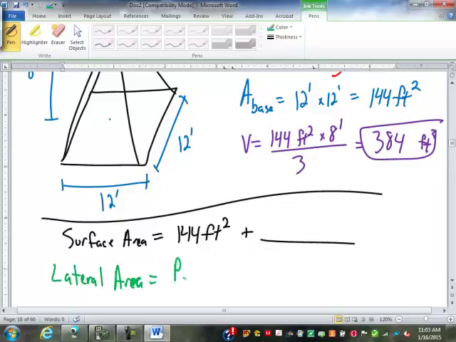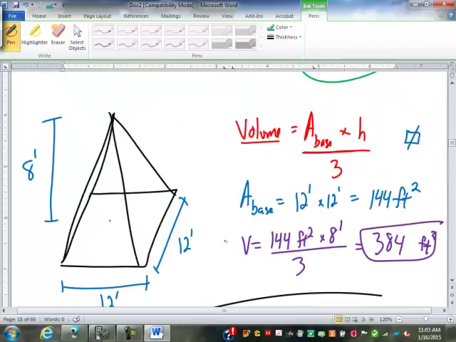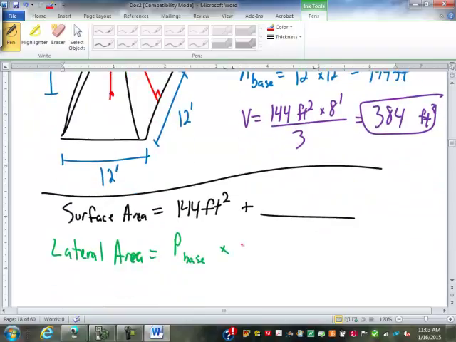The lateral area still goes off of the perimeter of the base, but instead of being multiplied by the height, these sides don't go straight up and down, do they? They go at a slant. So instead of having this height from here to here, we need to know that slant. So it's the perimeter of the base times what's called the slant height. And now instead of being rectangles, those sides are all triangles, so we're going to divide by 2.